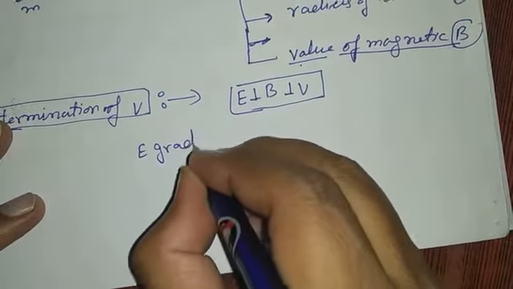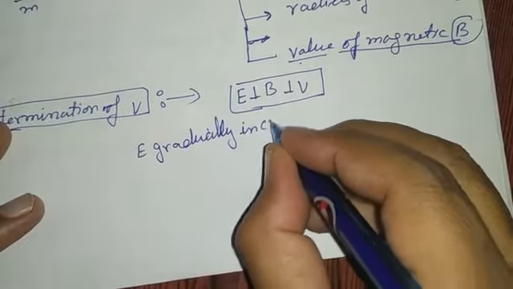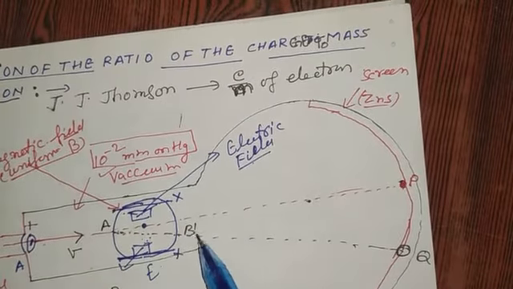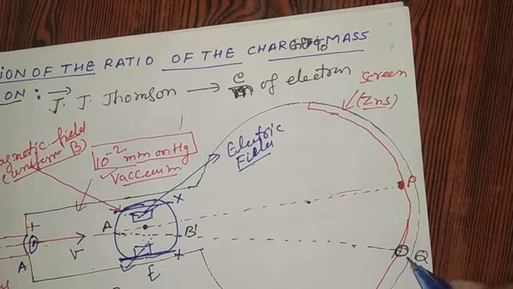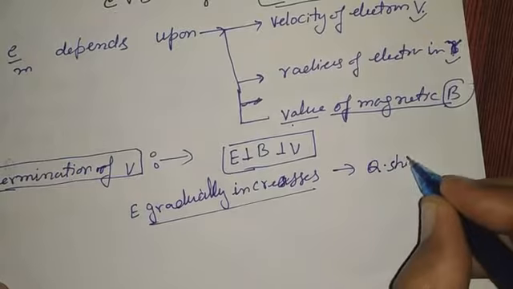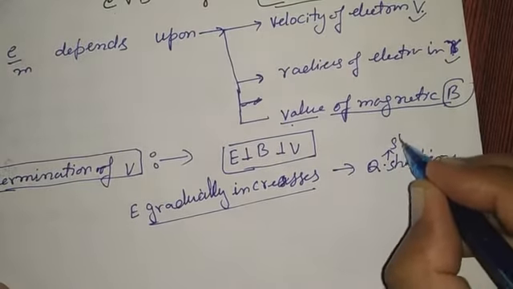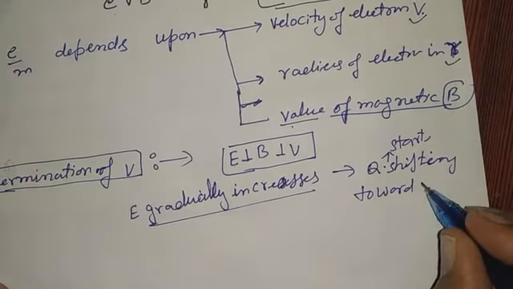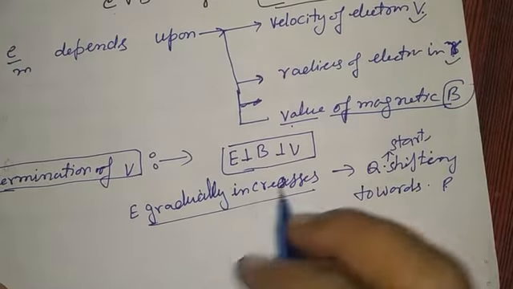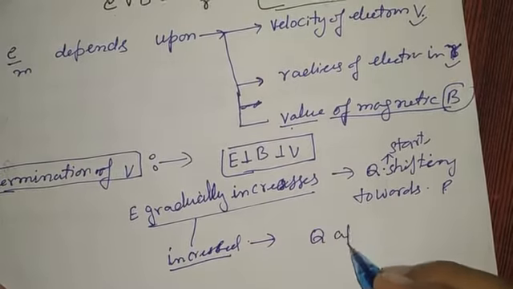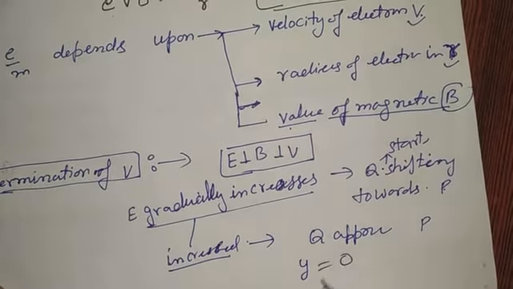The electric field is gradually increased in such a way that Q starts shifting towards P. So when it is gradually increased, the spot of light Q starts shifting, and it is increased up to a position when Q approaches P. In that condition, the displacement becomes 0.